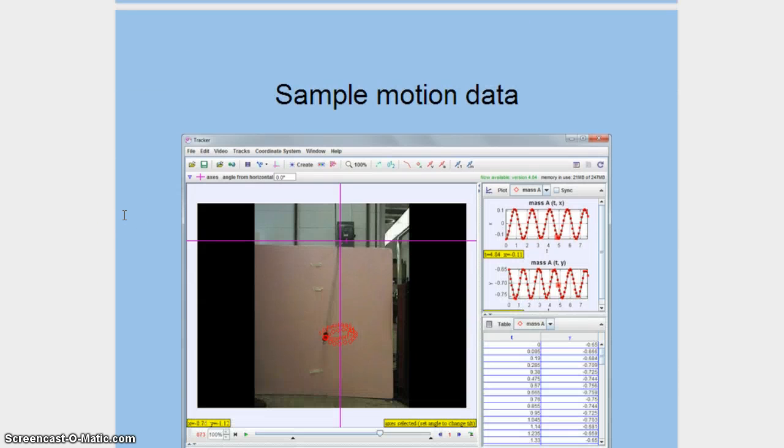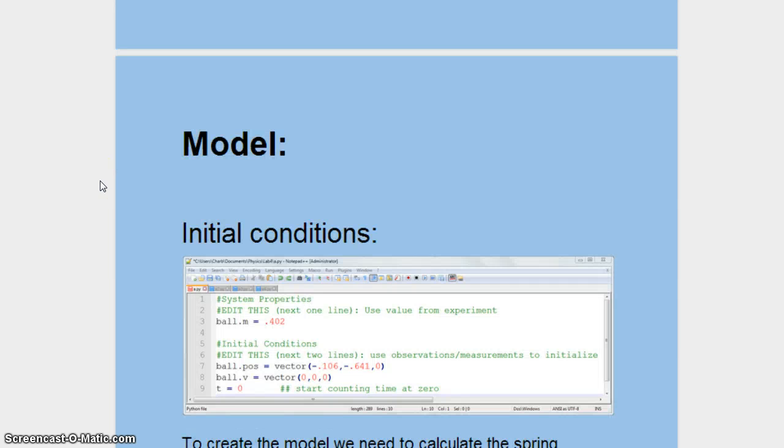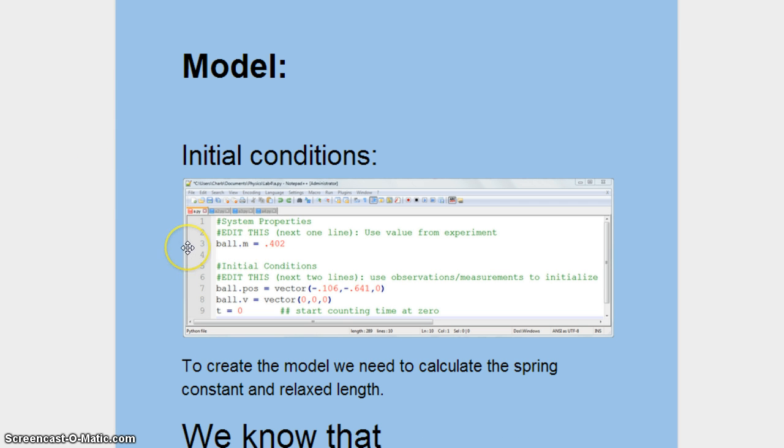So we took some simple motion data and then made a plot of x position versus time and y position versus time in software called Tracker. Then we wanted to make a computational model to compare it to that positional data. So first of all, we inputted our initial conditions, which were the mass of the object and its initial position, which we just found from the Tracker software. Its initial velocity was 0, it started from rest, and we're going to start our time from 0.